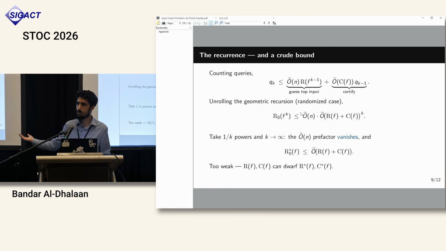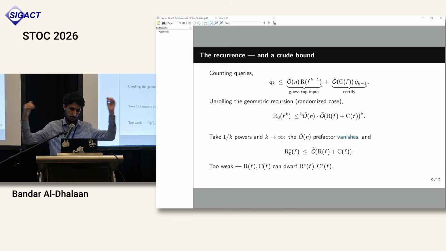Now remember our definition for the composition limit. We take the kth root of both sides, and we take the limit as k goes to infinity, and we get that R0 star of f is at most up to logs R of f plus C of f. But this is still far away from what we need, because R of f and C of f can in general dwarf R star and C star.